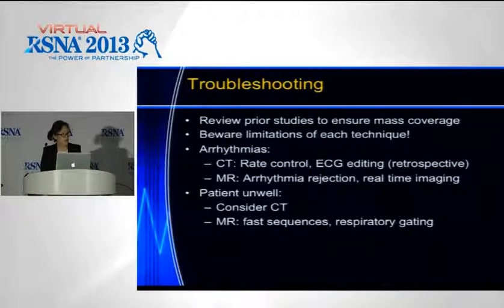With regards to arrhythmias, for CT, we can use rate control, so give the patient beta blockers to slow the heart rate down. If there's a problem with ectopics and we've done a retrospectively gated scan, we can edit our ECG to some extent. And with MRI, we have some tricks that we can use, including arrhythmia rejection and real-time imaging. Again, if the patient's unwell, consider CT as your next test, or with MR, there are fast sequences we can use, including single-shot imaging and real-time imaging.